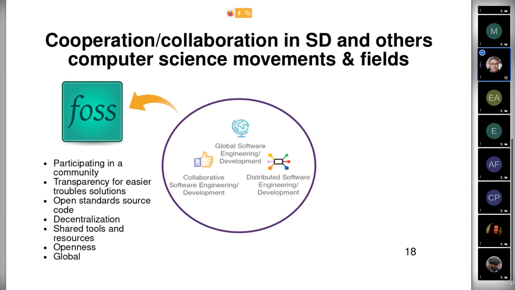Cooperation and collaboration in software development also share with the free and open source software movement: participating in a community, transparency for easier trouble solutions, the use of open standard source code, decentralization, shared tools and resources, openness, and also the characteristic of being global, which is one of the most important aspects of cooperation and collaboration in software development. And when you take a deeper look at the two talks of Professor Frédéric Costière, you will now understand that precisely that is the way the free and open source software philosophy is now getting deep inside the regular software engineering philosophy all over the world.